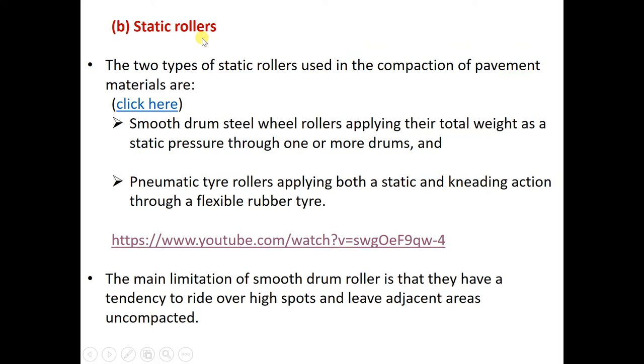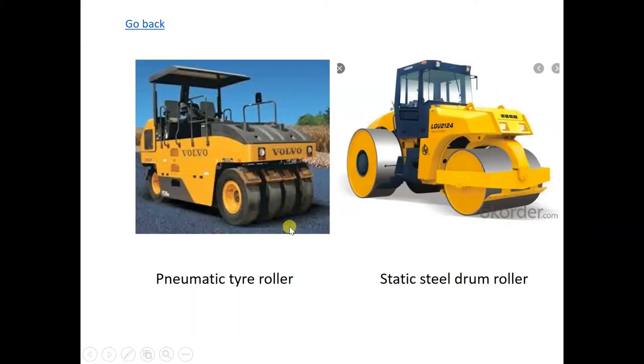The static roller. There are 2 types of static rollers used in compaction of pavement materials. On the left is a pneumatic tire roller, so there's a rubber tire. There are about 4 tires in front, and probably at the back there are about 3, because there's a gap between the tires, so the rear set of wheels will cover up all the gaps. And this one on the right-hand side is a static steel drum roller. This one has 3 wheels. There's no vibration, no vibratory mode. They are just static mode.